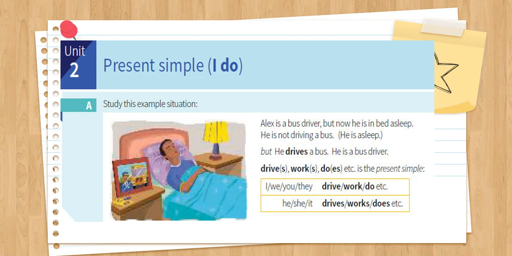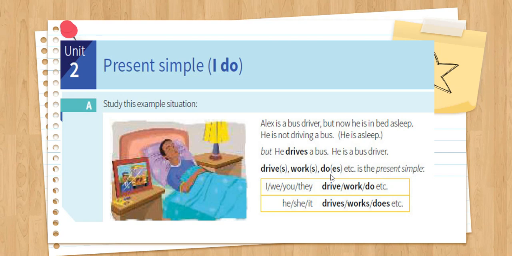Okay, that means, students, that we use the present simple to refer to situations or actions that we regularly do, okay? For example, I can say, I usually go to bed at 8 o'clock. Okay, that is a habit that I have. So in that case, we must use the present simple. Okay, it says drives, works, does, etc. is the present simple. I'm going to explain that later in a chart.